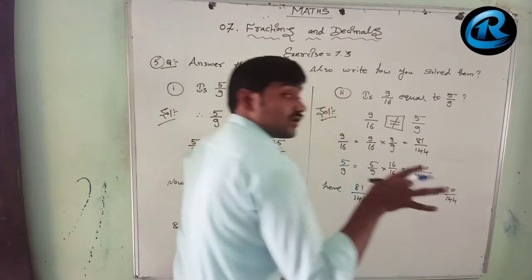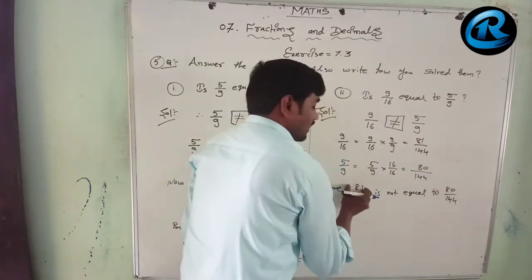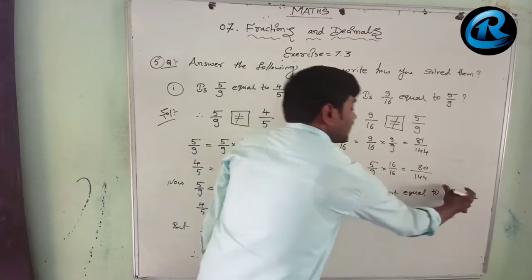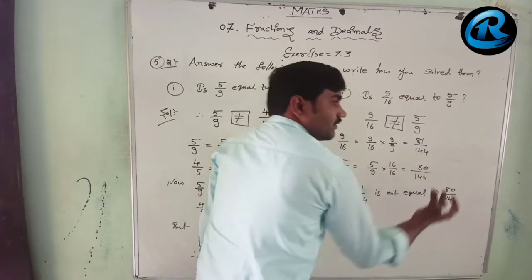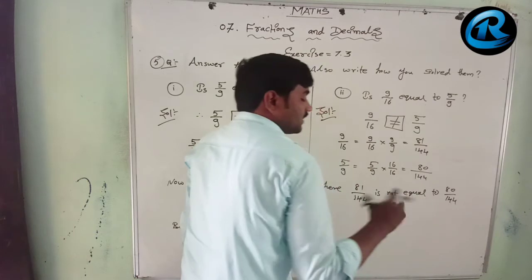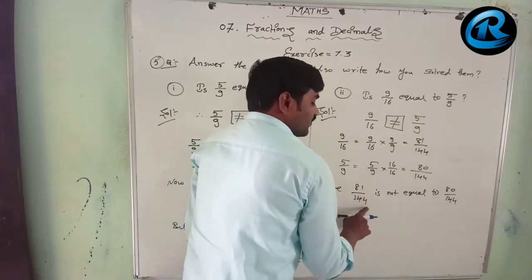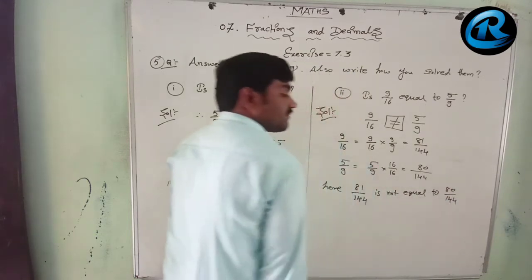But 144 we don't consider, because they are like fractions. Now compare the numerators 81 and 80. How can 80 be equal to 81? That's not possible. So 81 by 144 is not equal to 80 by 144.